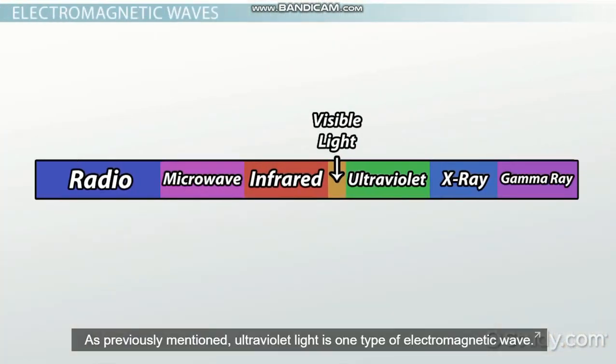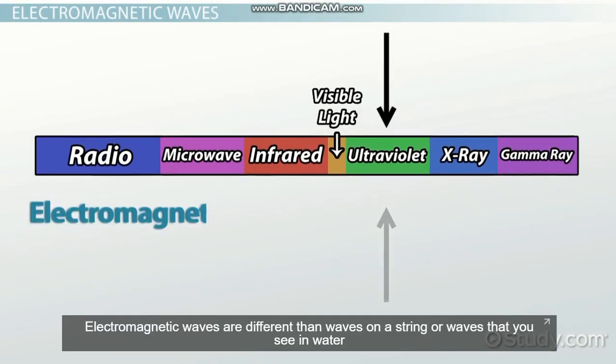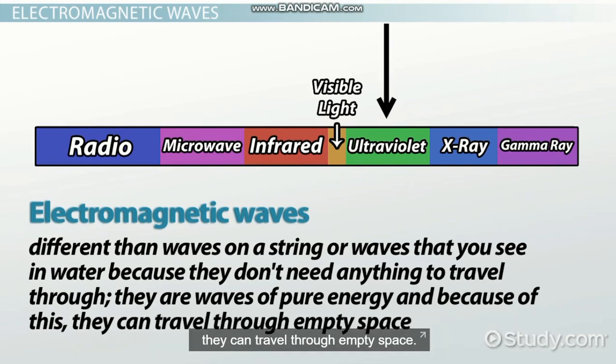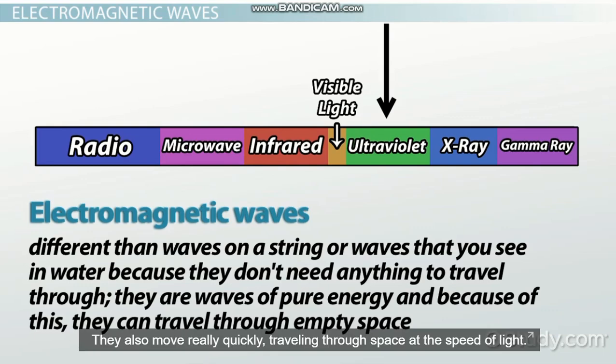As previously mentioned, ultraviolet light is one type of electromagnetic wave. Electromagnetic waves are different than waves on a string or waves that you see in water because they don't need anything to travel through. They are waves of pure energy, and because of this, they can travel through empty space. They also move really quickly, traveling through space at the speed of light.